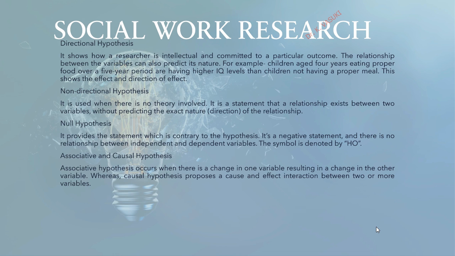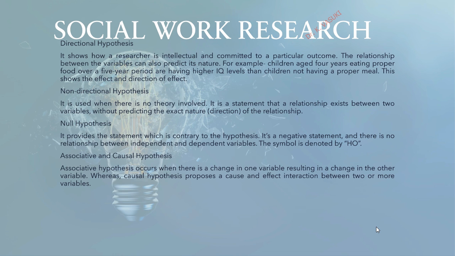And directional hypothesis. It shows how the researcher is intellectual and committed to a particular outcome. The relationship between the variables can also predict its nature. For example, children aged 4 years eating proper food over a 5 year period have a higher IQ level than children not having a proper meal. This shows the effect and direction of the effect. Researchers have to be committed and intellectual towards a particular outcome.